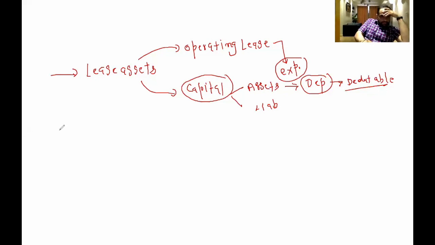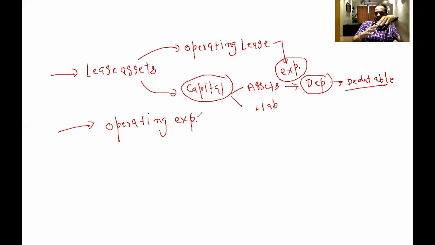Next is operating expense. Operating expense means any kind of expense that's not part of production, like administration cost. Administration cost means any expenses occurring in the office, like depreciation of office assets, salary of office employees, or printing and stationery expenses belonging to the office. That's known as operating expense. Operating expenses are deductible.